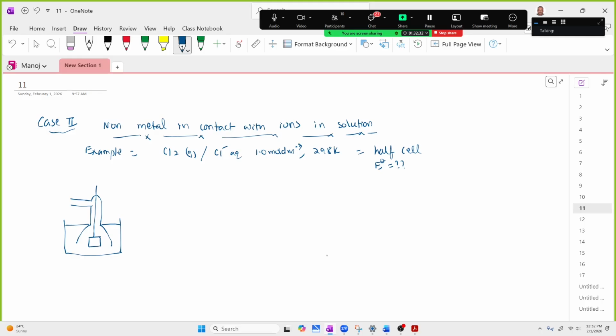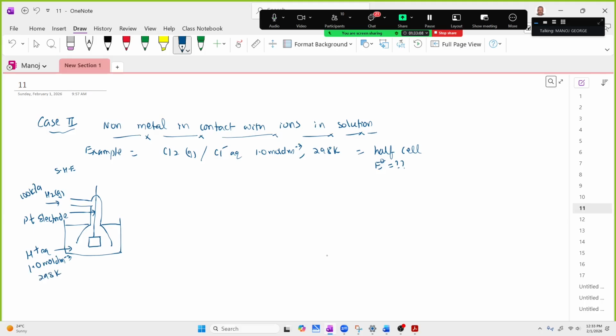Okay, so that is my SHE. I'm going to use this as my SHE, which means I have to put hydrogen gas here at 100 kPa. I know that's the platinum electrode. Don't forget all the labelings. Then this is a solution consisting of H plus aqueous, whose concentration is 1.0 mole per dm cube. And since it is a solution of standard conditions, I have to mention 298 K.